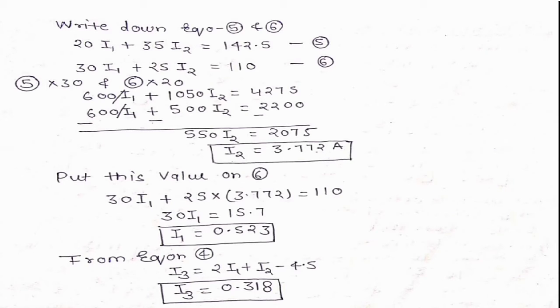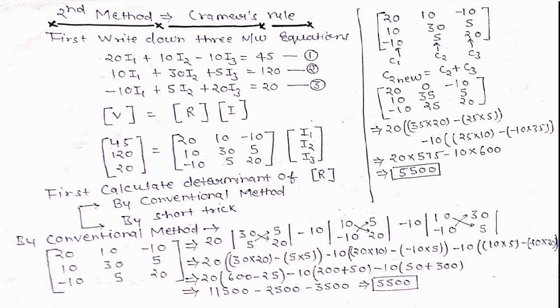So we will try the second approach, named Cramer's rule. In Cramer's rule again we write down these equations: 20 I1 plus 10 I2 minus 10 I3 equal to 45. Then the second one is 10 I1 plus 30 I2 plus 5 I3 equal to 120, and minus 10 I1 plus 5 I2 plus 20 I3 equal to 20. So if we make these equations into the form of a matrix, how can we draw this?